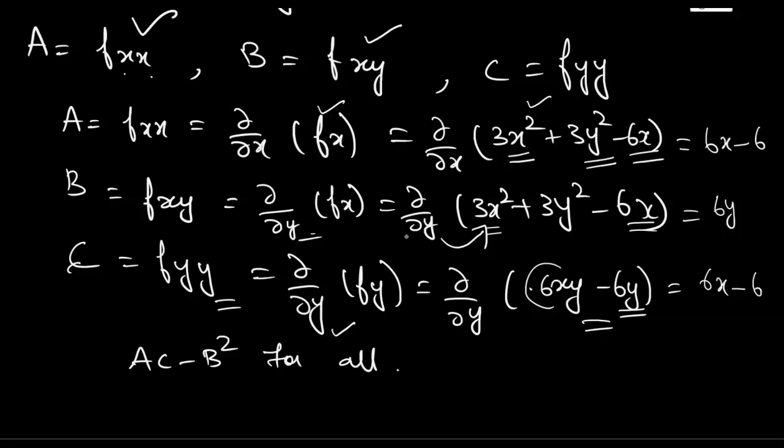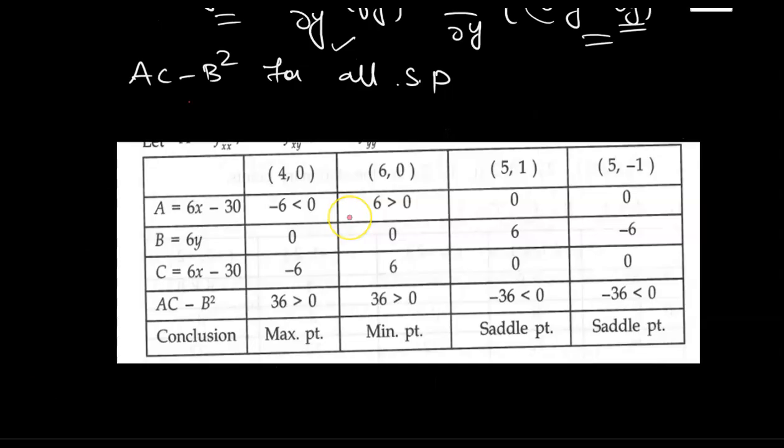Now we are going to find ac minus b square for all stationary points. So what I will do, I will write it as a tabular column and we will discuss the case. So these are the values, that is a, b, c that we found, and we have to find ac minus b square. So first 6x minus 30, put x as 4 and y as 0. So what you will get here, 6 into 4 minus 30. So 24 minus 30, we are getting minus 6. Same way 6 into y is 0. So 6 into 0, we are getting 0. C, if you see, C is equal to 6 into 4 minus 30, which is again minus 6.